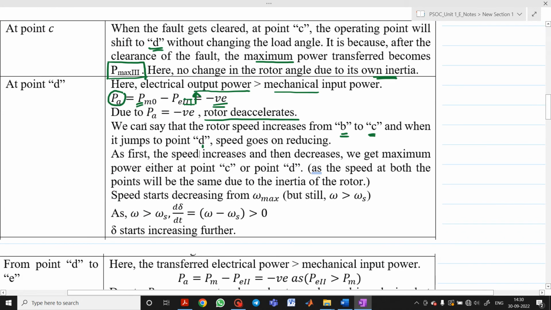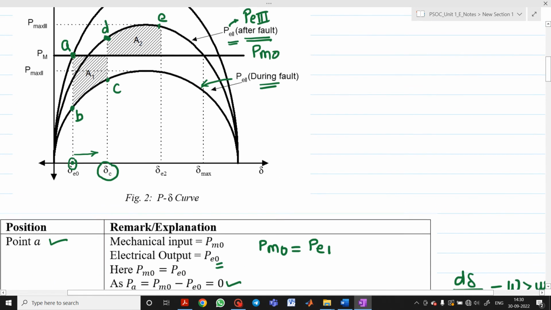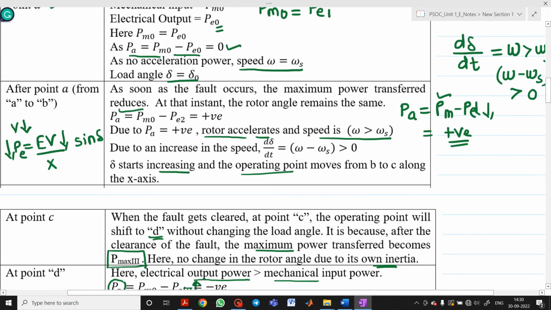Now as first the speed increases and then decreases, we get a maximum speed either at point C or point D, because the speed at both points will be the same due to the inertia of the rotor. So the speed starts decreasing from the maximum speed, omega max, but the speed is still greater than synchronous speed. So delta will further start increasing, which is shown here in this direction from delta C to delta E2. Let's see what happens between D and E, or exactly at point E.